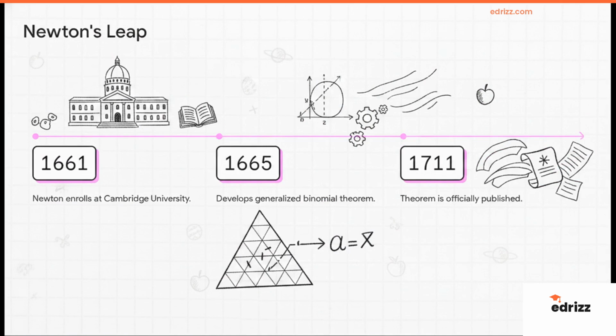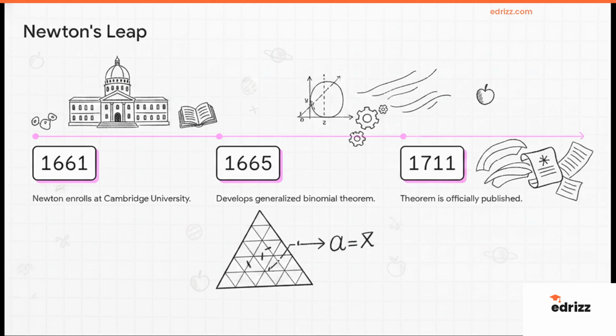Enter Isaac Newton in the 17th century. He enrolls at Cambridge University in 1661, completely immersing himself in the works of Galileo and Descartes. By 1665, while he's trying to solve these incredibly complex physics problems involving motion and calculating tangents for his brand new invention, which we now call calculus, he realizes Pascal's triangle has a hard limit. He needs a better tool. So, he just invents the generalized binomial theorem.